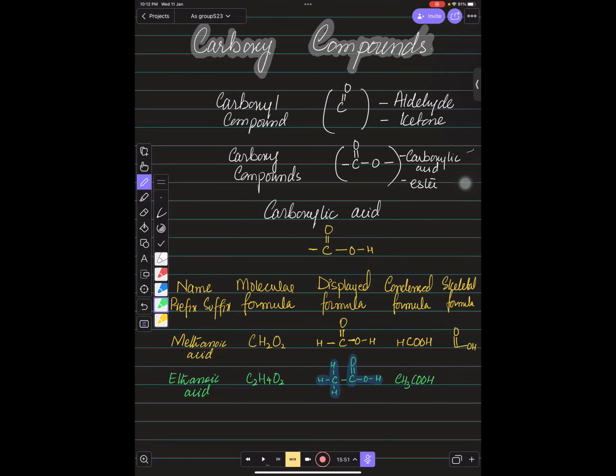COOH. And if you want to draw the skeletal formula for this, so 1 carbon, 2 carbon, and on this carbon we have a double bond O and OH. So this will be the skeletal formula of ethanoic acid.